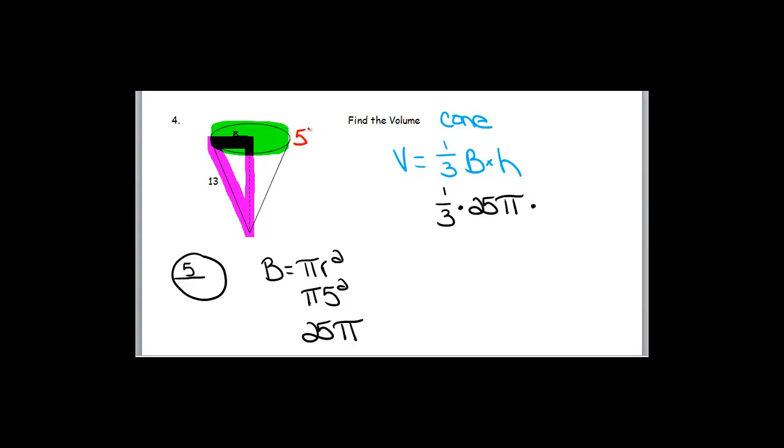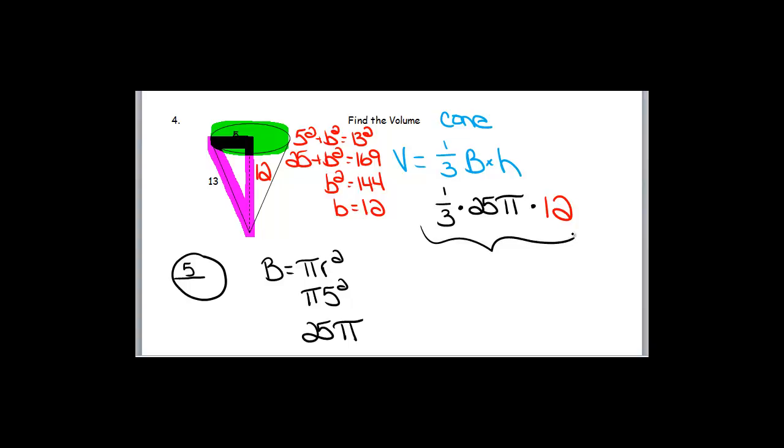5 squared plus b squared equals 13 squared. That's 25. That's 169. So if I subtract, that'll give me 144. And when I square root, that'll give me 12. So that true height we're going to put into our formula is 12. So now we're ready to go ahead and multiply that.